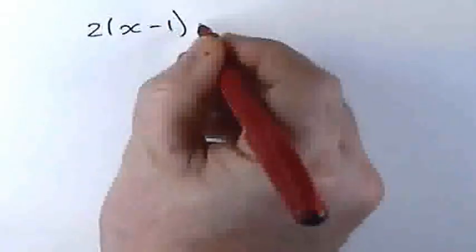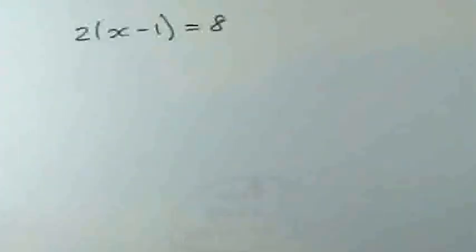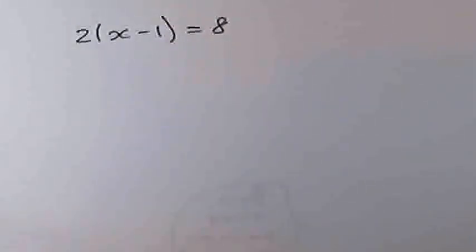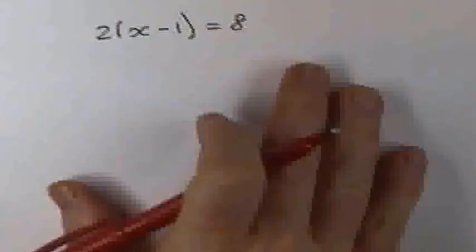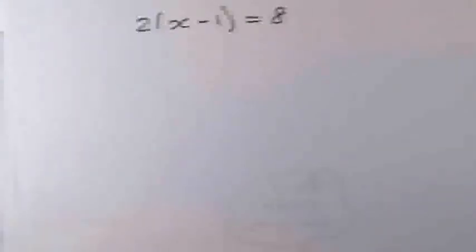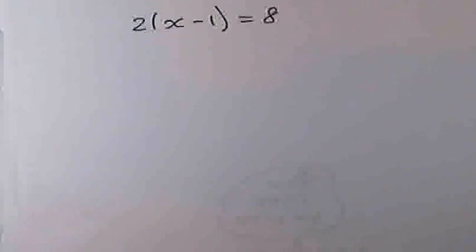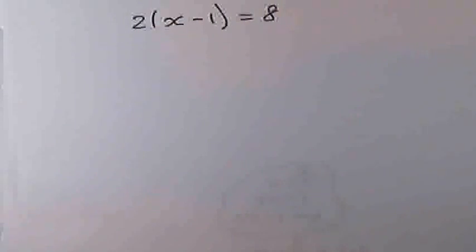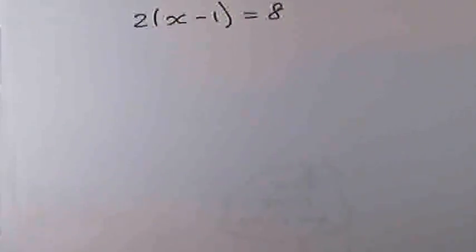So here's a question. 2 lots of x minus 1 is equal to 8. Now there are a couple of ways of doing this. I'm going to show you one way, but the other way I will very briefly go through, and it works nicer sometimes and other times it doesn't. It depends whether the first step gives you a whole number. The way that I'm going to teach you to do this is simply to expand the bracket. If you've got a bracket, expand it. If you can't expand brackets, there's a video series in this playlist on how to expand brackets.